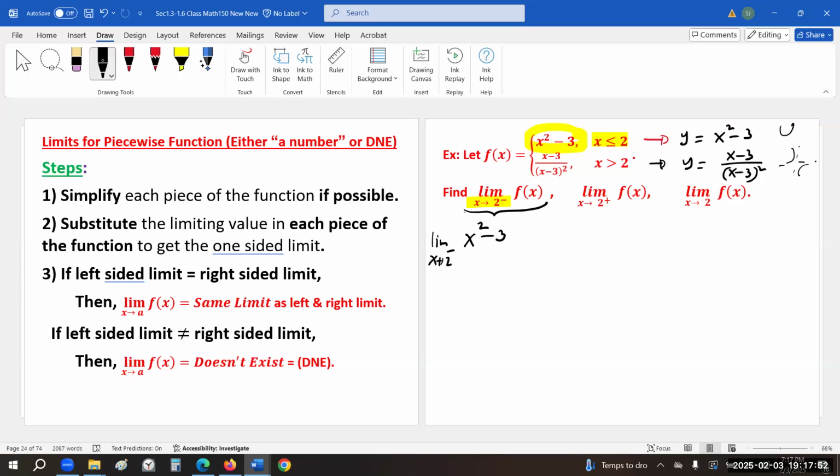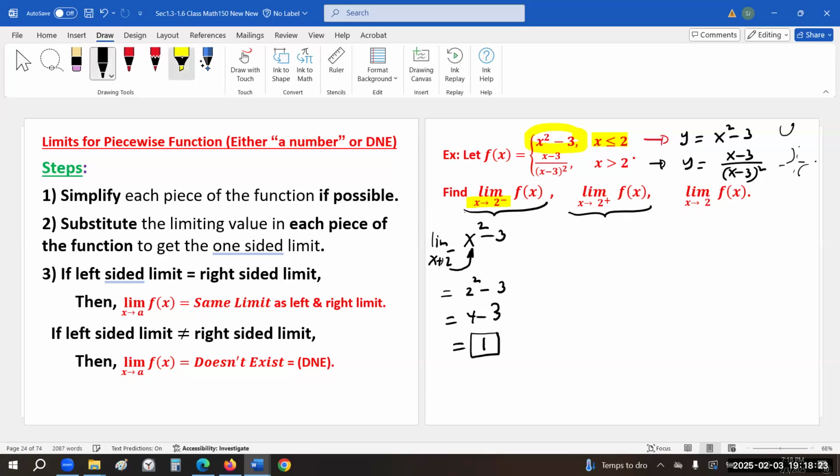It's a one-sided limit, but it's a piecewise function, so we don't need any number to estimate. We can directly evaluate and see what we get. So we get 2 squared minus 3, that gives us 4 minus 3, which is 1. So on the left side, this piecewise function has a y value 1, going closer to 1 for all the x values going closer to 2.